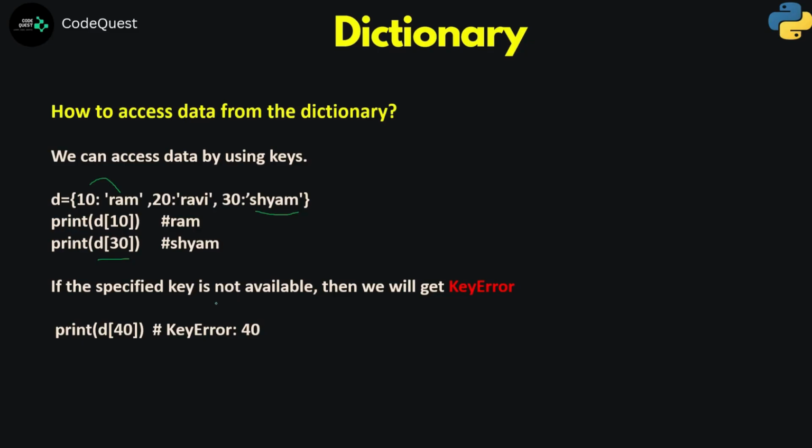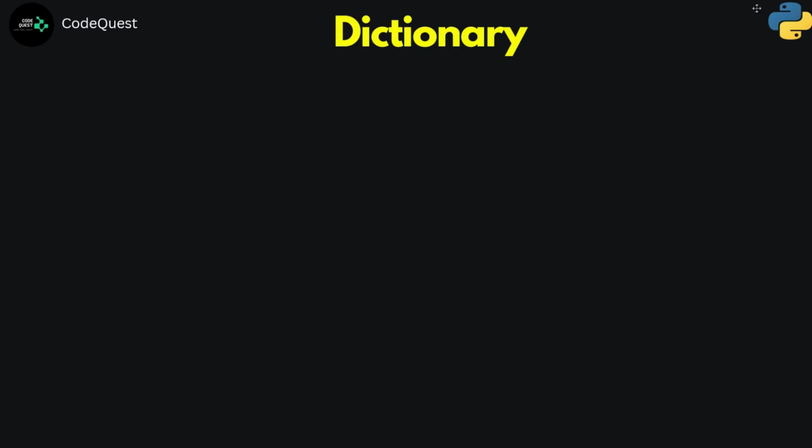Now, in case the specified key is not available, then you will get an exception, that is key error. For example, in this dictionary, we do not have a key like 40. So if I'm trying to get the value of the corresponding key 40, because 40 is not available in the dictionary, hence we are going to get a key error here.